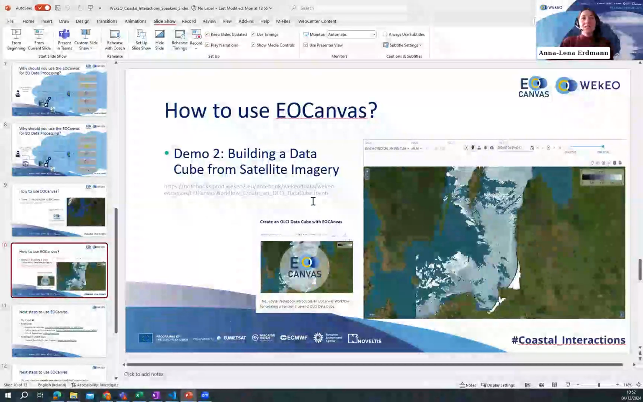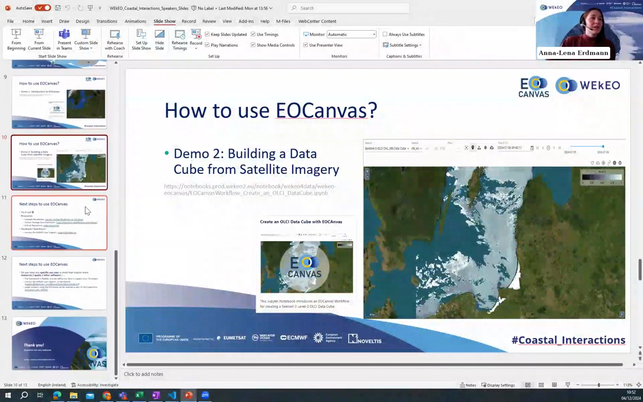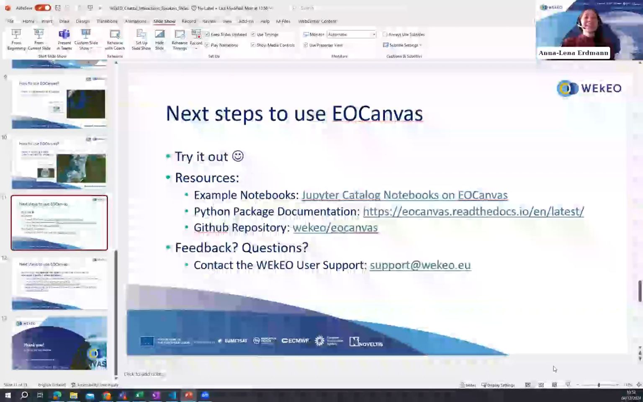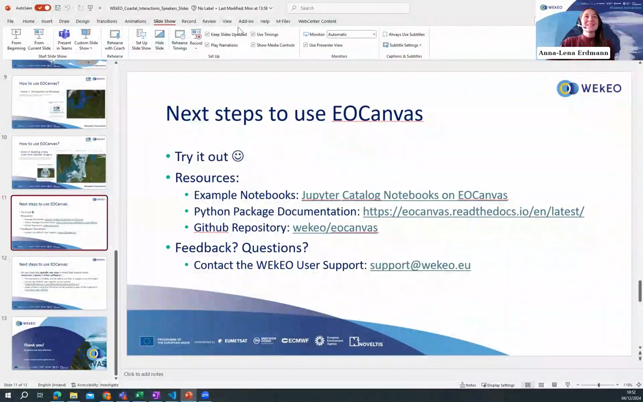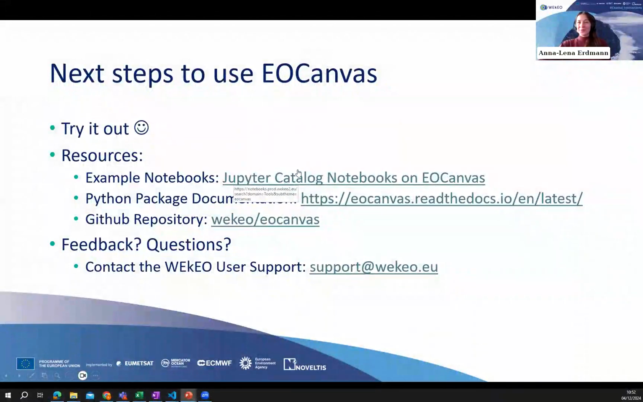The last minutes I want to quickly use on giving you the next steps for you if you want to use the EOCanvas. So what can you do now? You can, of course, try it out. Just go to the WEkEO Jupyter Hub, search for the notebooks, and then give it a try. I have added here all the resources, the example notebooks, the Python package documentation, and also the GitHub repository.